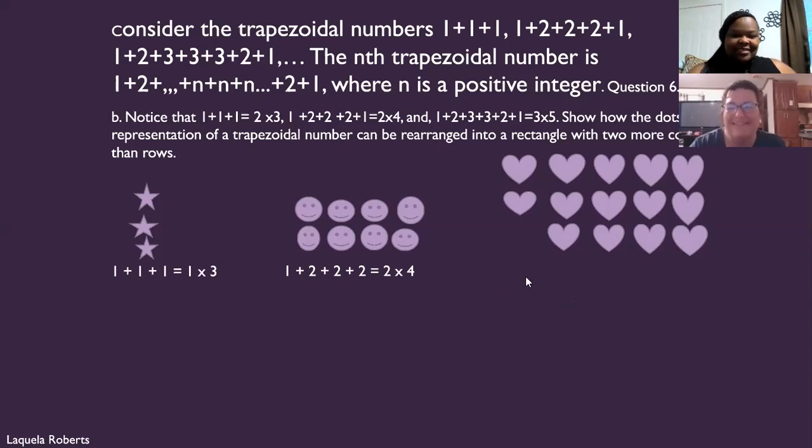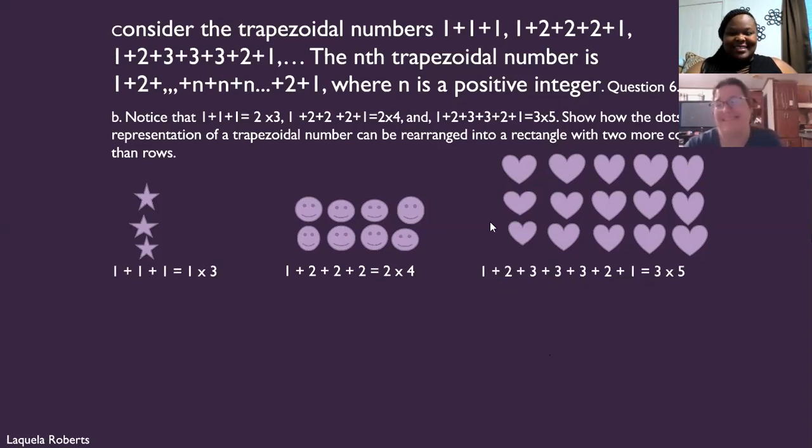Here's another one. Next, we have 1 plus 2 plus 3 plus 3 plus 3 plus 2 plus 1 equals 3 times 5. 3 times 5, and there you have it. And there's another one that decided to join us. They're special.